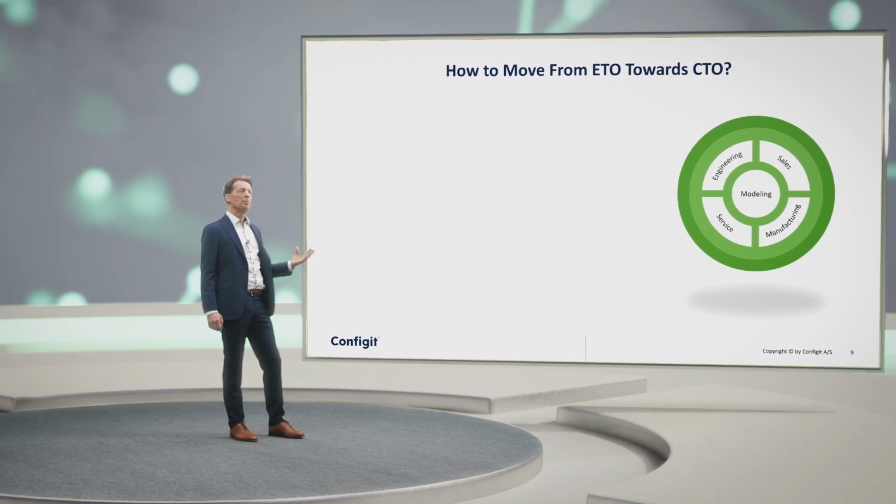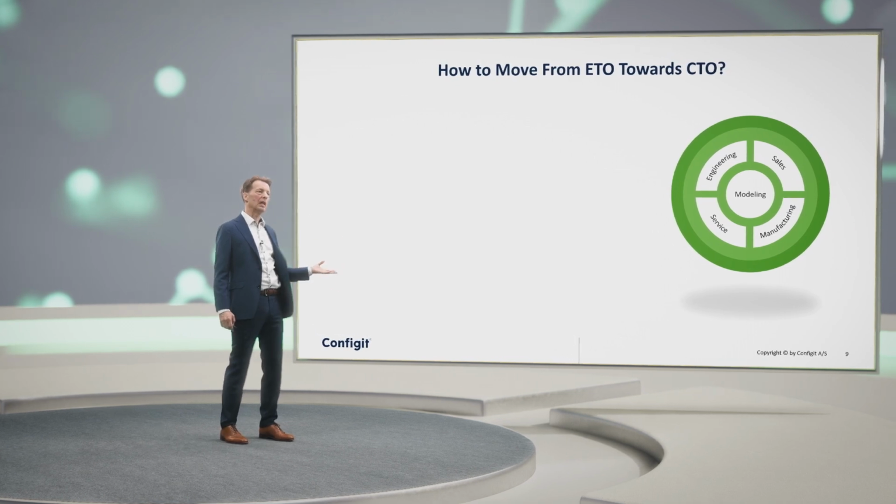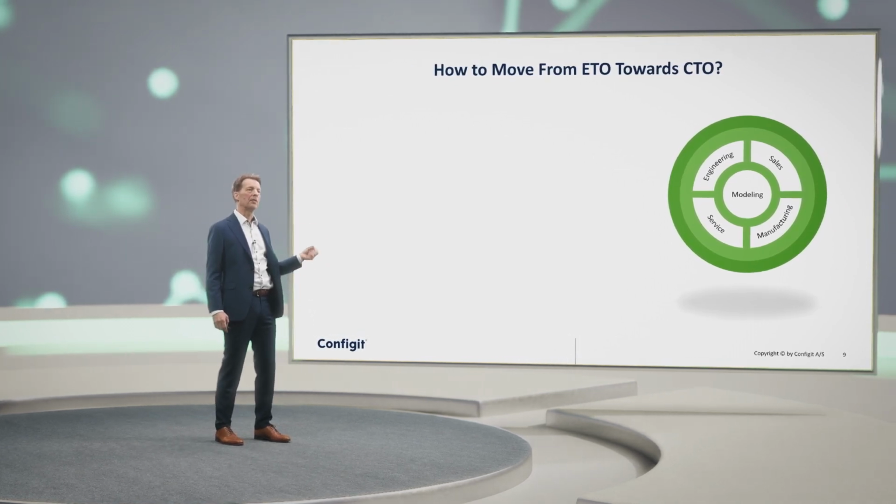So how do we move from our ETO processes going through the V for every single variant, every single customer request? How do we move towards the CTO? And that's basically what I'll try to explain to you for the remainder of this presentation.